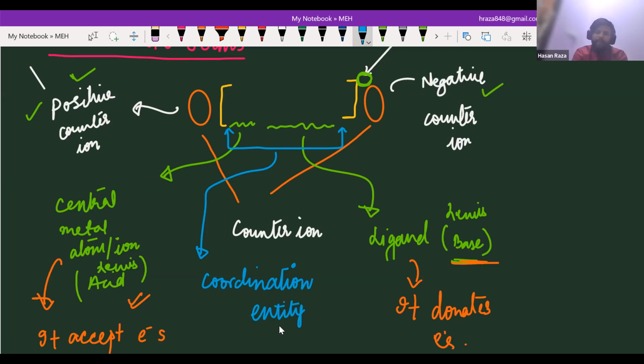So I'm going to repeat it again. The ones before the bracket or after the bracket are counter ions. Before the bracket, positive counter ion. After the bracket, negative counter ion. Just after the bracket is the central metal atom, and after the central atom, whatever is present, it can be 1, 2, 3, 4, that depends, all are ligands. Ligands are Lewis bases, and the central metal atom is a Lewis acid. And these ligands and central metal atom together are known as coordination entity.